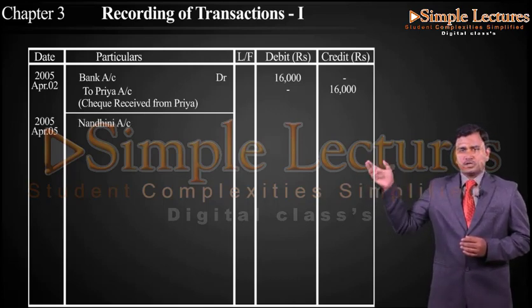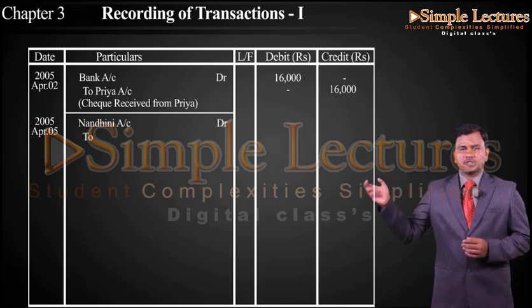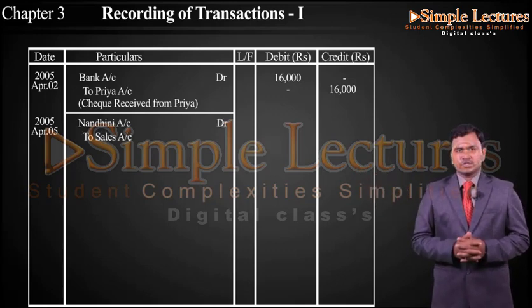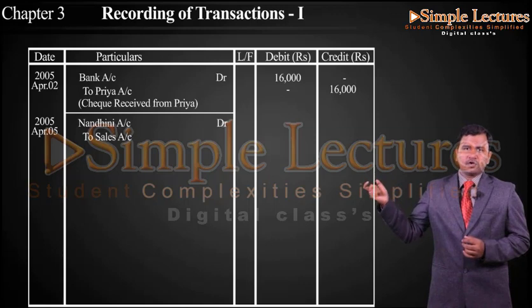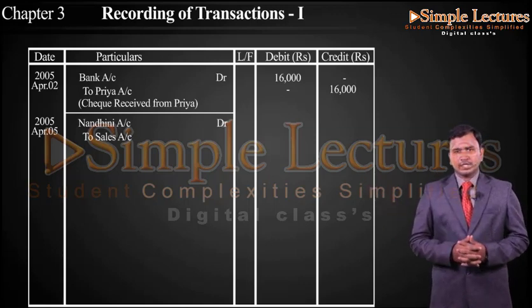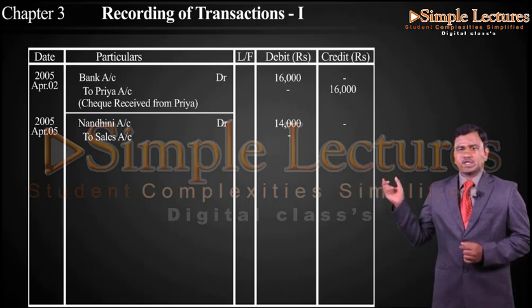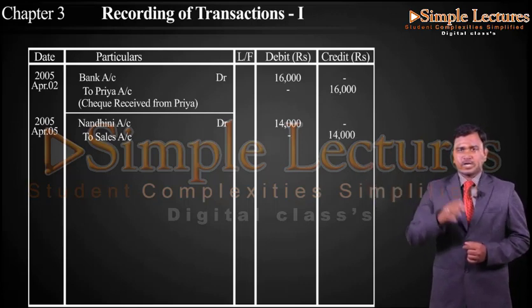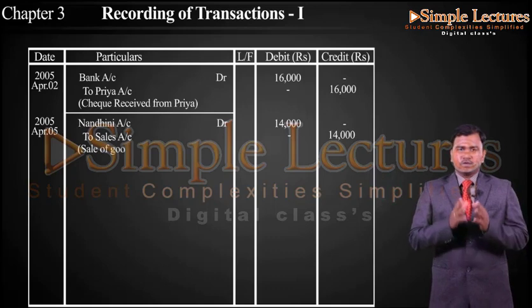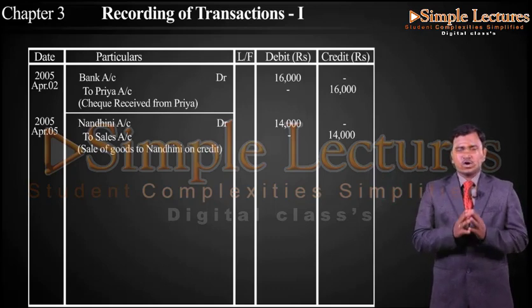5/4/2005 Nandini account debtor to sales account. So instead of cash, we are going to take Nandini because the amount will be paid on the later date. 14,000 debit and 14,000 credit. Again the narration will be goods sold to Nandini on credit.